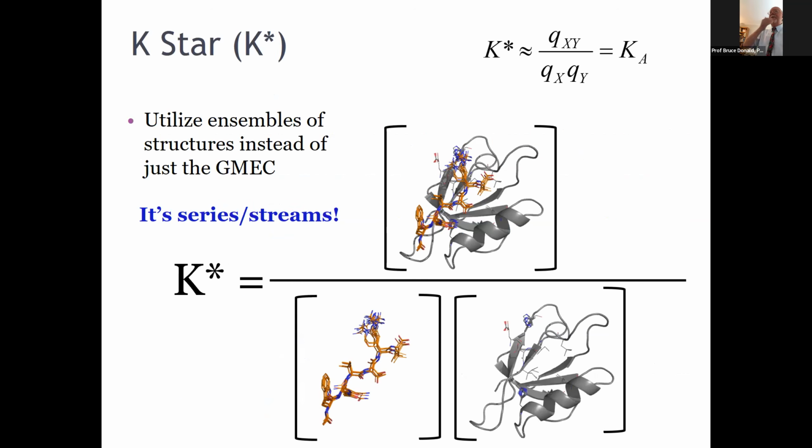The key insight here is an algorithm called K-star. Again, it's like series or streams in CS230. You use ensembles of structures rather than just a single point at the bottom of the energy well. And you basically look at the energy weighted partition function for the complex divided by the partition functions for the ligand by itself and the protein by itself. So that's sort of a key trick that's extremely useful, but difficult to calculate in the sense you have to think hard, and so therefore you need sophisticated algorithms. Therefore, I'd argue you need a class like this in order to be able to do that.